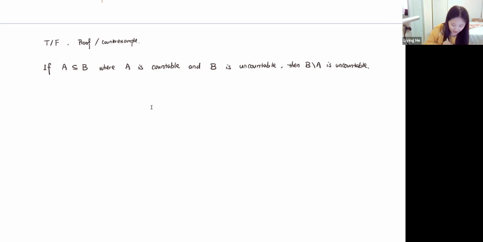Also, if you have some idea of how to do this, you can annotate on the screen and we can have a look. So we can collaborate with each other and try to finish this.